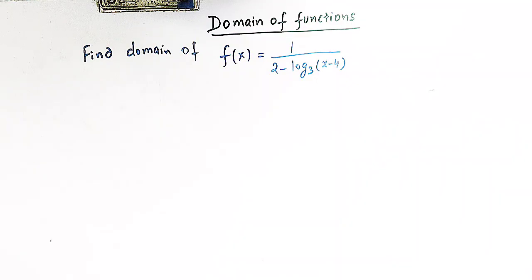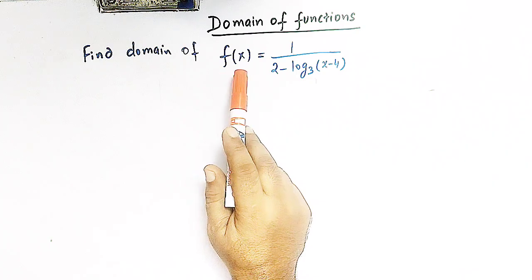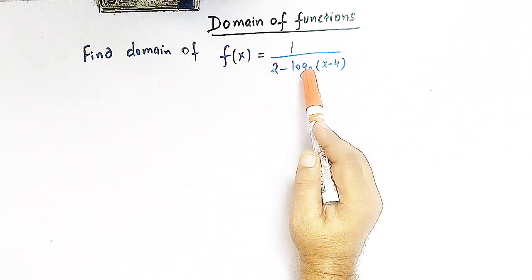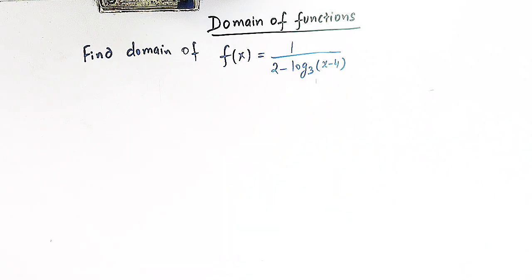Hello viewers, in today's session we are going to discuss an important and conceptual problem from the domain of functions involving a logarithmic function. Here we are going to find the domain of the function f of x equal to 1 over 2 minus logarithm of x minus 4 to the base 3.